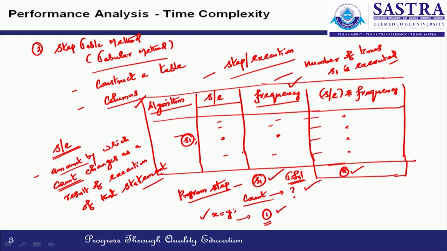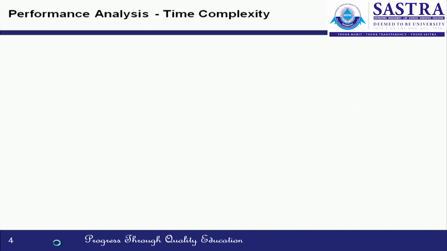Now, let us apply the step table method to find the total number of execution steps of the sum algorithm. Example 1, sum of array, the name is sum algorithm.